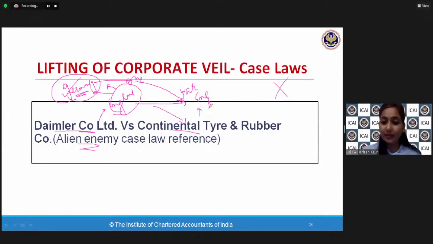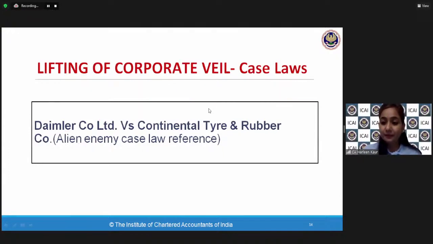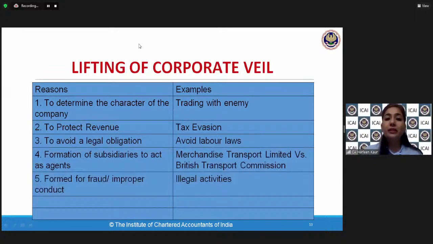Clear है? Let's go ahead. So this is the first case now where it says to determine the character of a company, you cannot trade with the enemy. So Daimler Company Limited is the case which you have to remember. And this is the particular theory which is written in the study material. You can write in the answer if you get such kind of a question. Next is to protect revenue. I just now told you that if you're trying to evade tax means tax को बचाना.